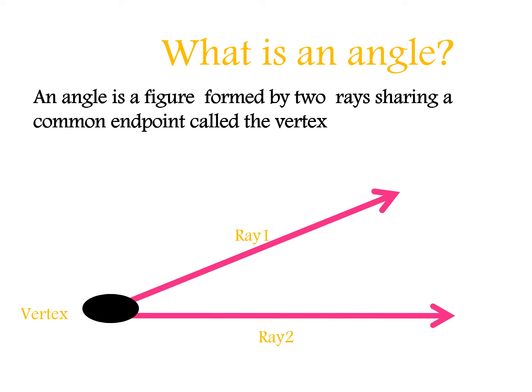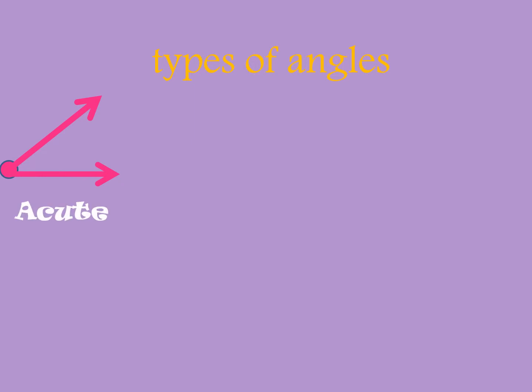After knowing the angle, I want you to know the types of angles. Of course, you know that there are four types of angles. What is the first one, guys? The first one, yes, exactly like that one, is the acute angle. What about the measure of the acute angle?